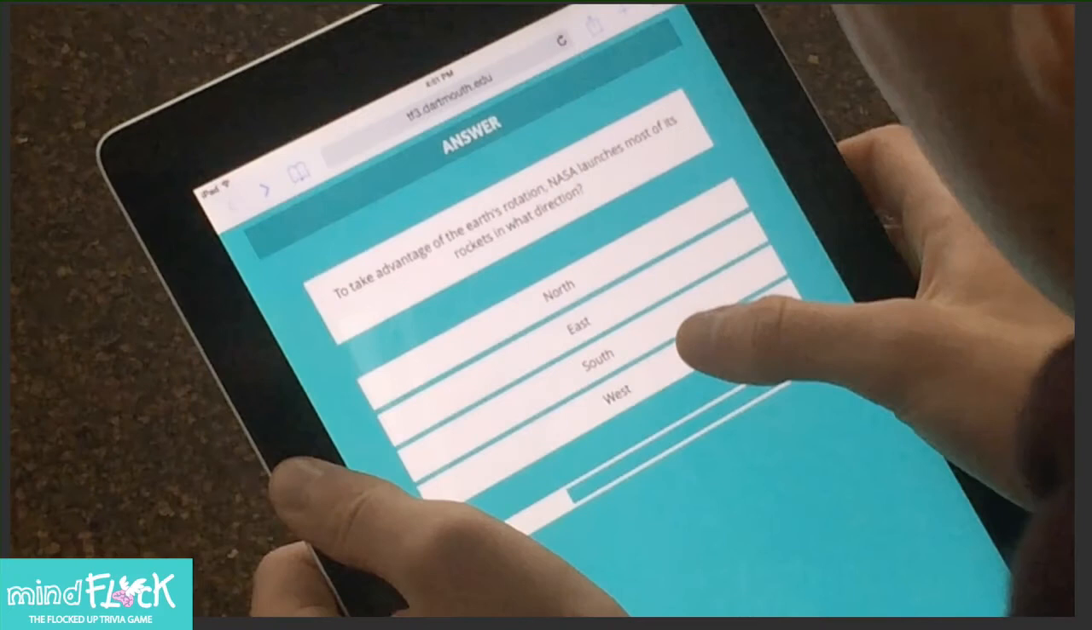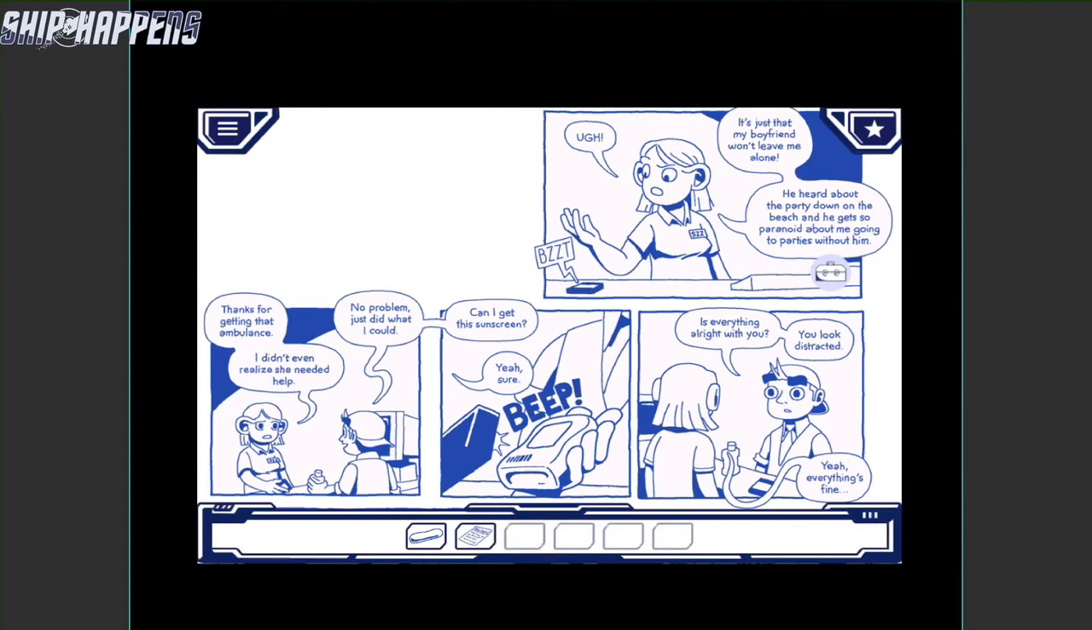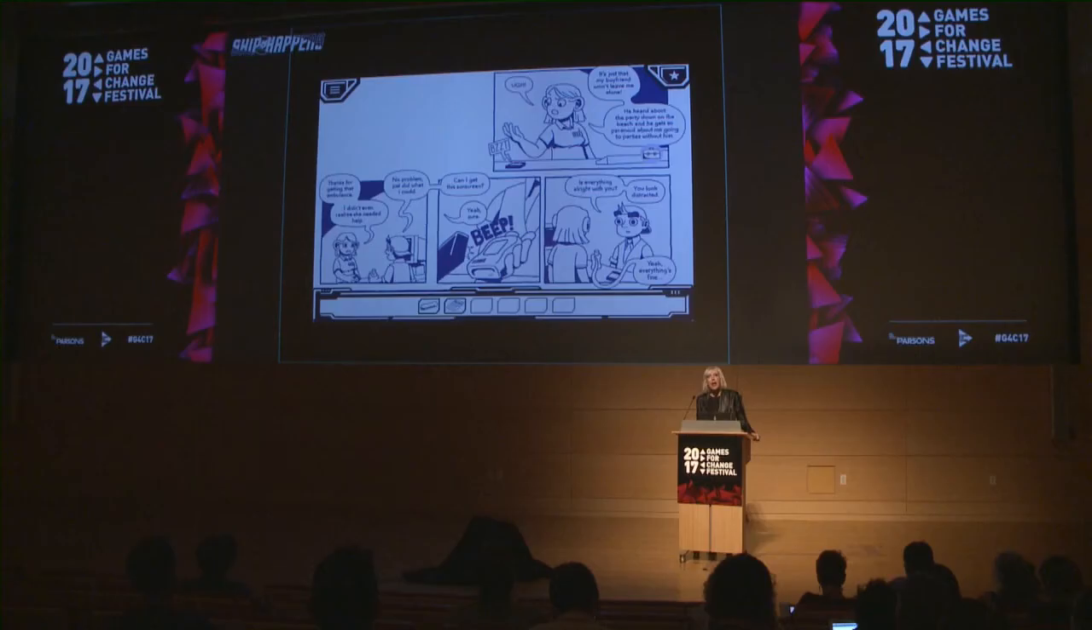So what's interesting is that in this particular project, we have MindFlock, which is a trivia game. It looks like a Trivia Crack type of thing, and you're playing it. And I'll talk about the data in a little bit, comparing it alongside the second component of this bystander intervention project that we did with Prevention Innovations. And it is called Ship Happens. And it's basically a day in the life of college students, but they're actually in the future, and they're aliens.